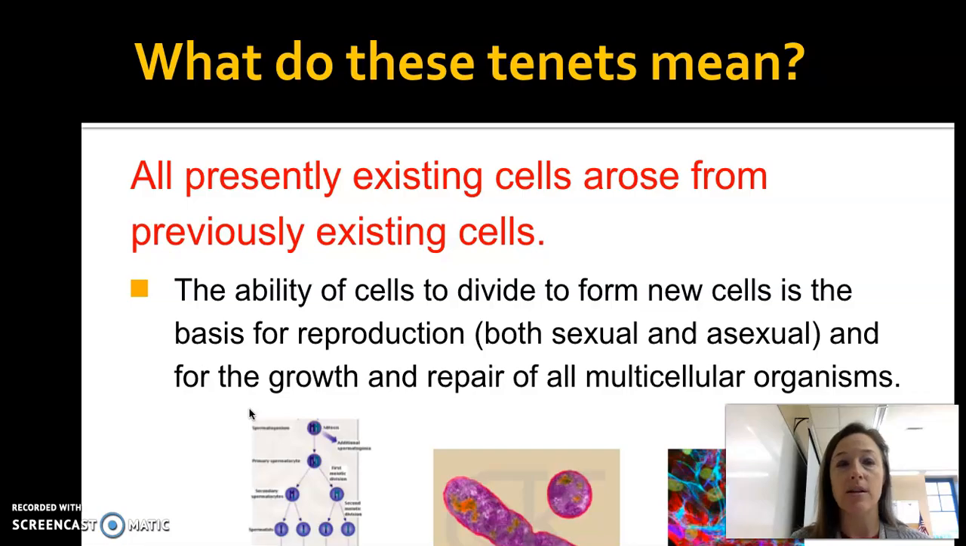And the third statement is that all presently existing cells came from previously existing cells, and that just means that spontaneous generation is not true. That in order for a cell to be there, it had to come from a cell prior to that. And so this is meiosis. This is showing us bacteria going through binary fission. And I think this is showing the different cytoskeletal things that are involved in mitosis. And so this would be sexual reproduction, and these are asexual reproduction.